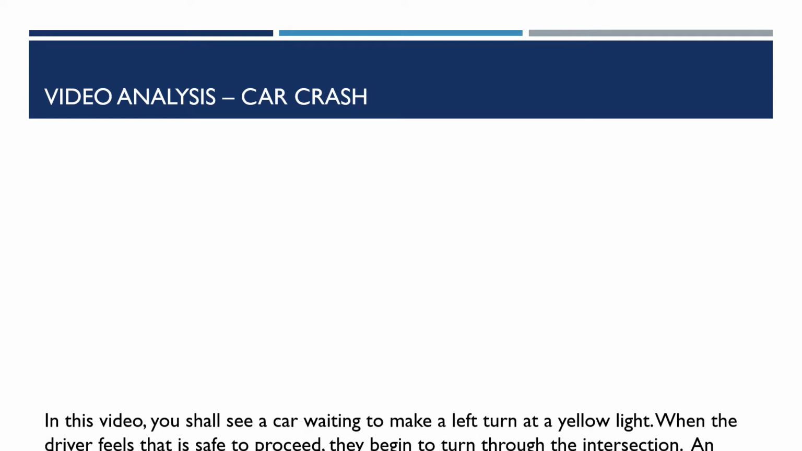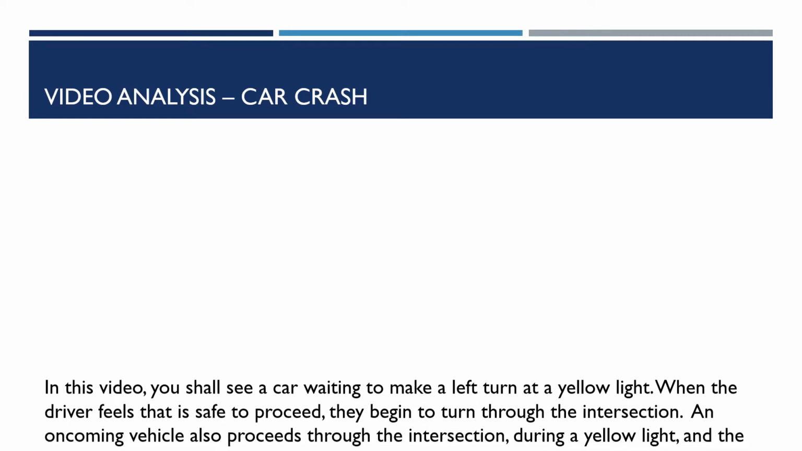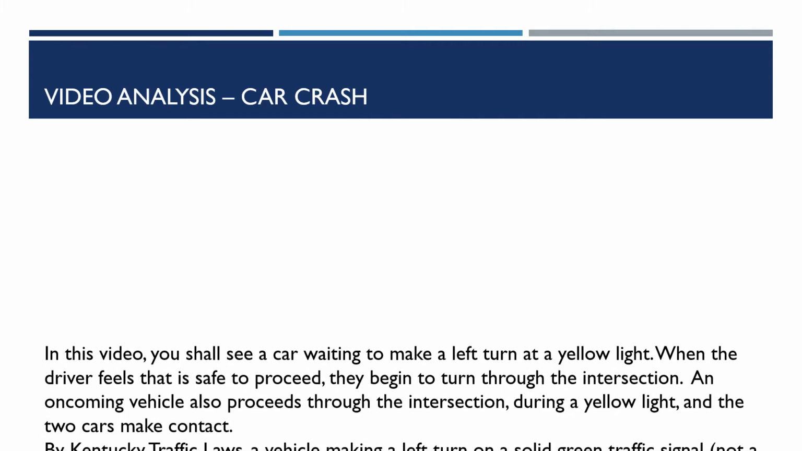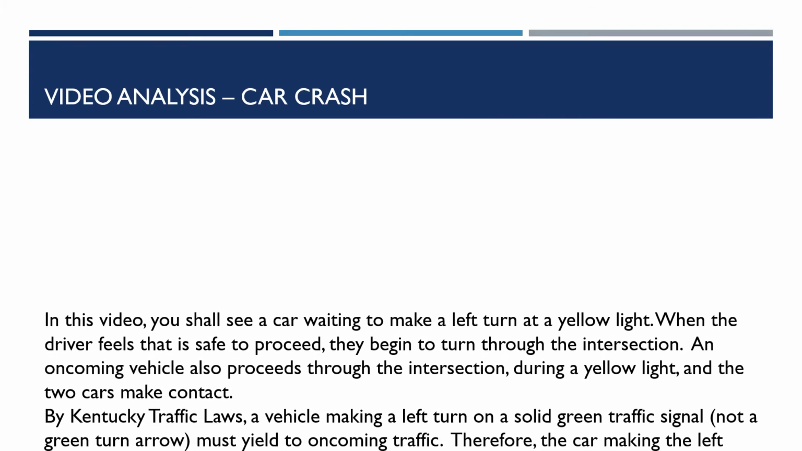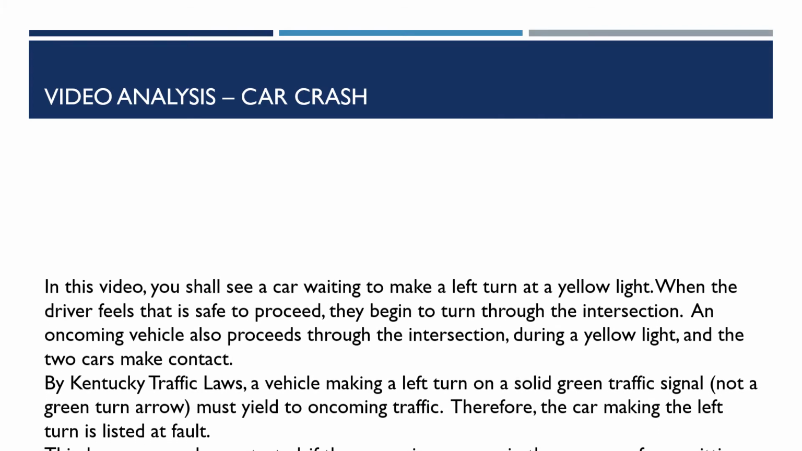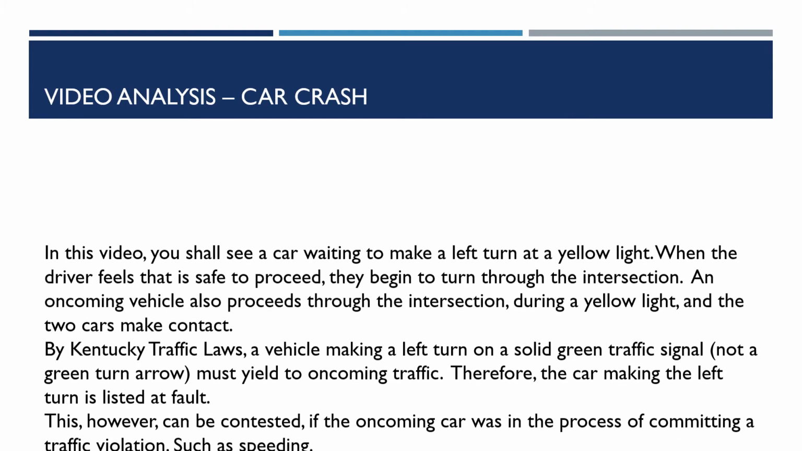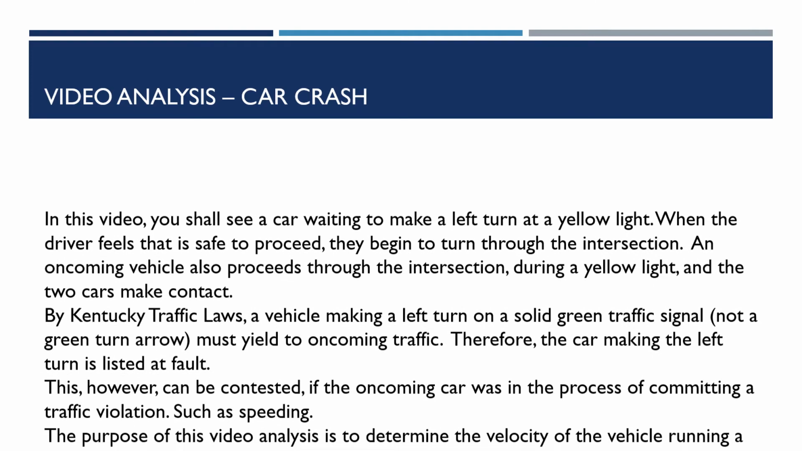In this video, you will see a car waiting to make a left turn at a yellow light. When the driver feels that it is safe to proceed, they begin to turn through the intersection. An oncoming vehicle also proceeds through the intersection during a yellow light, and the two cars make contact.